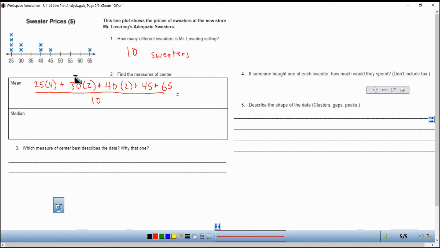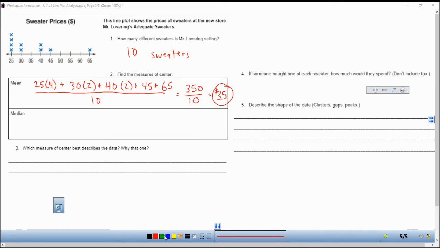So I know that's 100 plus 60, which is 160 plus 80, which is 240. These two together are 110. So 110 plus 240 is 350 divided by 10, which is $35. That's the average cost of a sweater at my store. That's not bad for a sweater.